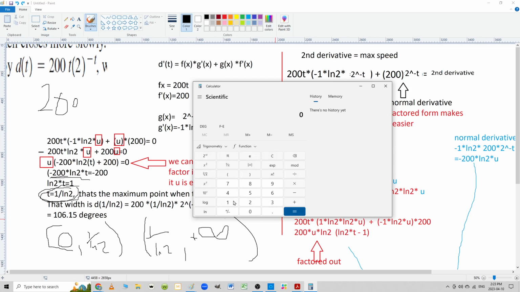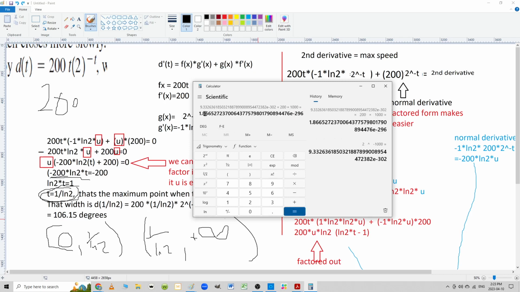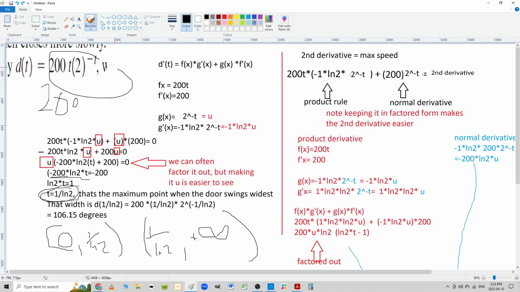Okay, let's try 1,000. I don't think it can handle a 1,000,000 maybe. 2 to the power of negative 1,000, equals. There you go. It's a really tiny number. Then we're going to multiply it by 200, which is multiplying 1,000, because the time I'm taking here is 1,000. We discovered an impossibly small number, but guess what? It's not 0, which means this door never closes. It's never going to close because this can never result in a 0.